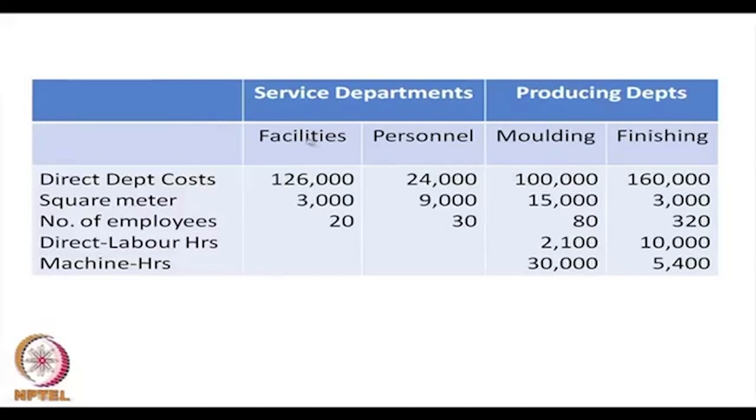In a similar way, for the facilities department's cost, the cost driver to be used is square meter. We look at these two values: this is 15,000 and this is 3000, so 15000 plus 3000 makes it 18000. The ratio of 15000 to 18000 multiplied by 126000 is the cost to be allocated to molding. Similarly, the cost of the facilities department allocated to finishing is 3000 divided by 18000 multiplied by 126000.